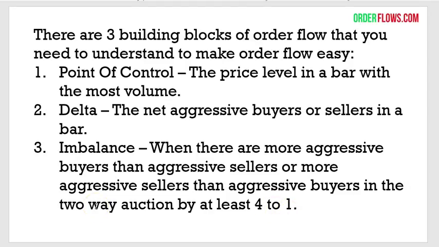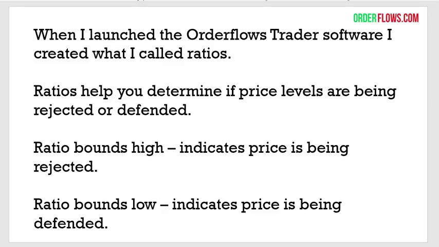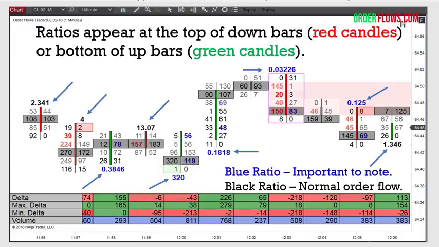Now, when I launched the Orderflows Trader software, I created what I call ratios, and ratios help you determine if price levels are being rejected or defended. There are 2 types of ratios. There's a ratio bounds high, which indicates price is being rejected, or a ratio bounds low, which indicates price is being defended. And how it looks on the volume footprint chart, this is the Orderflows Trader. Again, this is unique to my software. My software has a few extra order flow analysis tools that regular volume footprint charts just don't have.